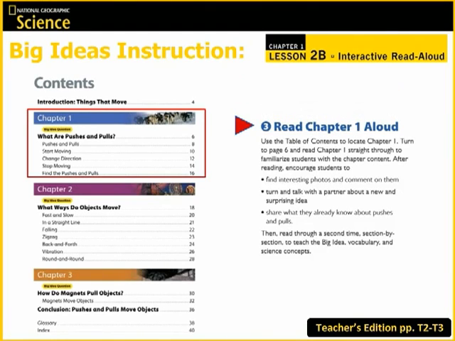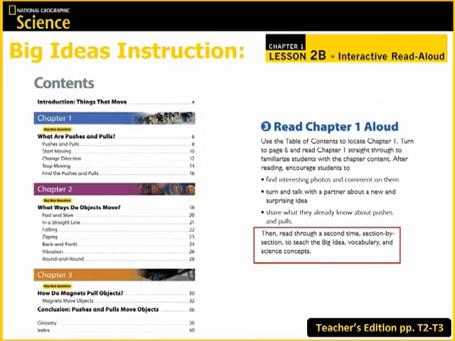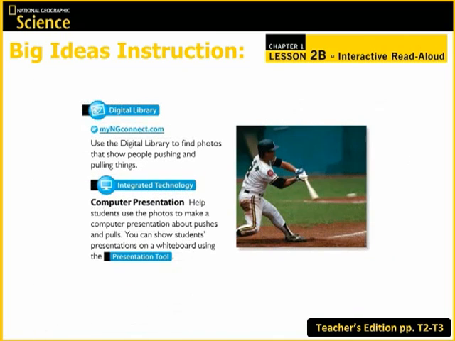Now it's time to read the chapter aloud to familiarize students with the chapter content. You will read through each chapter without interruption before getting into the teacher wrap instruction. And not to worry, you don't have to do all of the readings on the same day. In the bottom of the teacher wrap, you have reminders of the digital library and integrated technology options found in MyNG Connect.